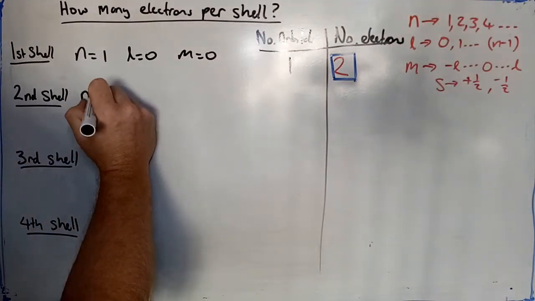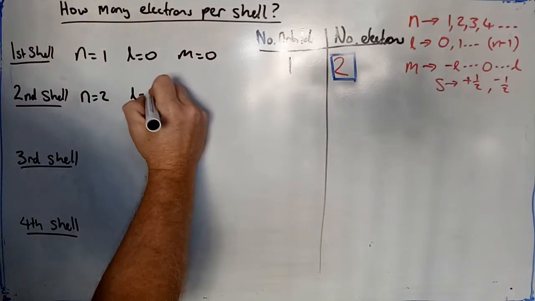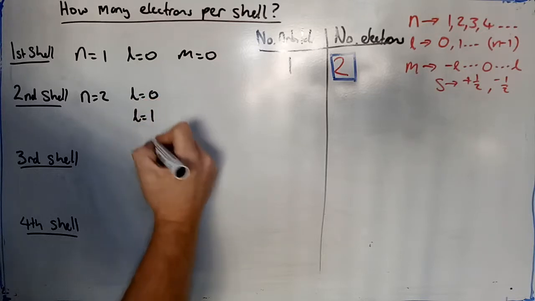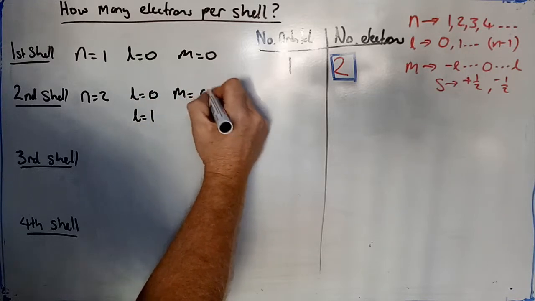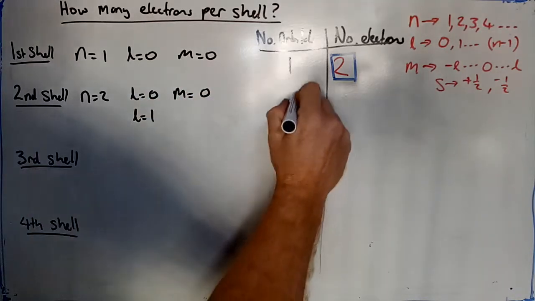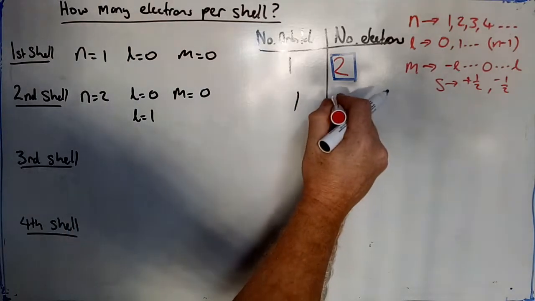For the second shell, n equals 2. l could be 0 or 1. If l equals 0, then m equals 0, one orbital containing a maximum of 2 electrons, as we saw before.